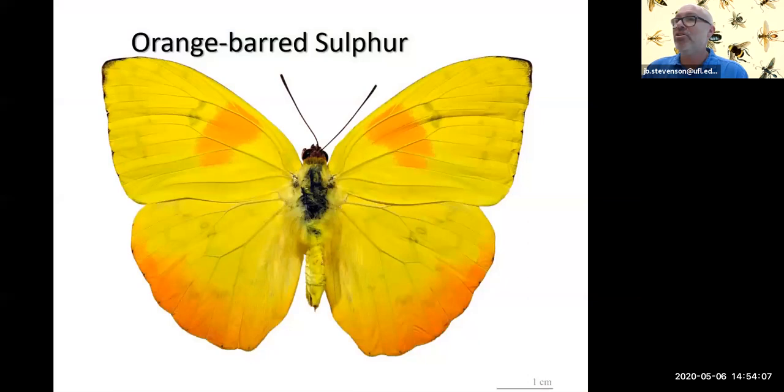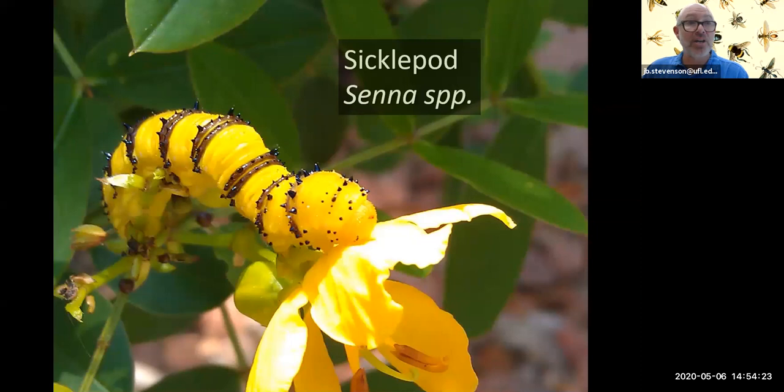They're called sulfurs because there is an element called sulfur. You might've heard of sulfur or sulfurous. Guess what color that element is? Pale yellow. Sulfurs tend to feed on a legume called a sickle pod, a member of the senna. The senna has yellow flowers. And if the caterpillar, with these very broad, bold black stripes on a yellow background, feeds on the yellow flowers, the caterpillar turns yellow.